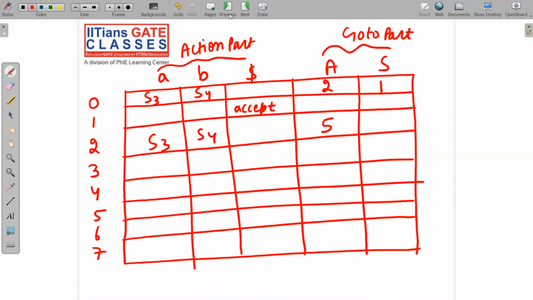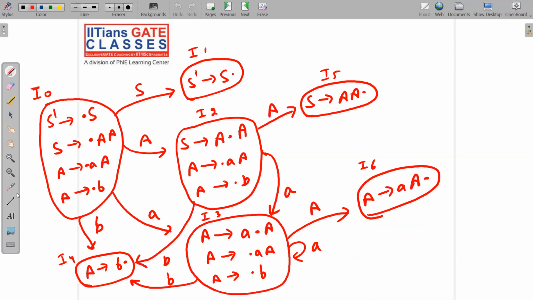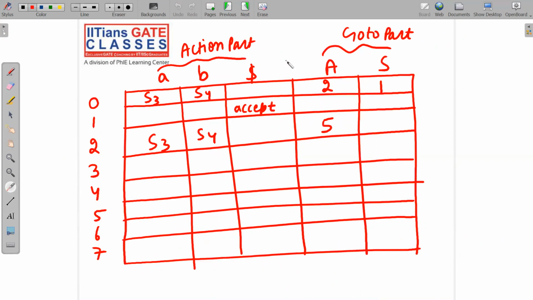Dollar, I am not going to read. So on to see, on to capital A, small a, and small b. We are reading only 3 symbols now. So I will keep this capital S as blank. I think you have got it right by now that on to, if we read capital S, it will be blank. That means error. Okay, so blank means error.